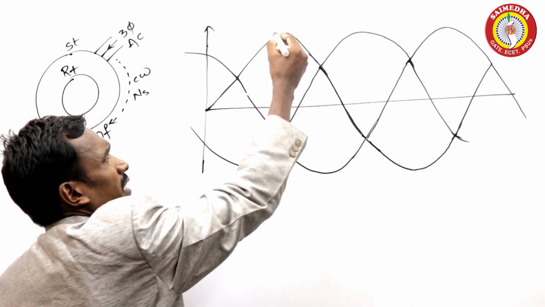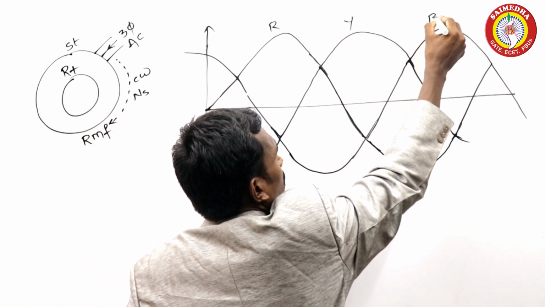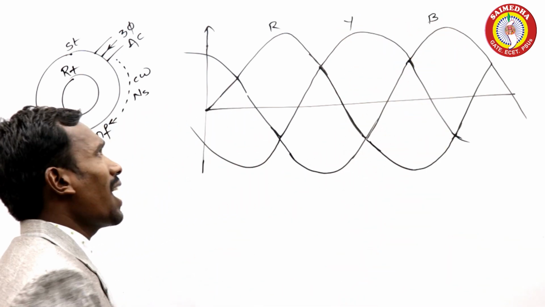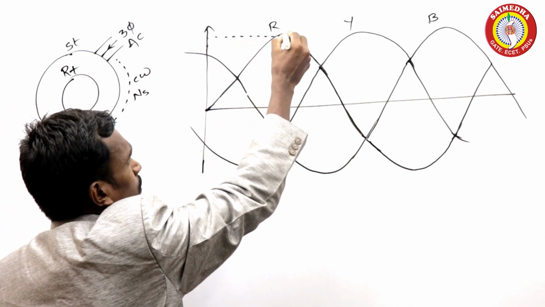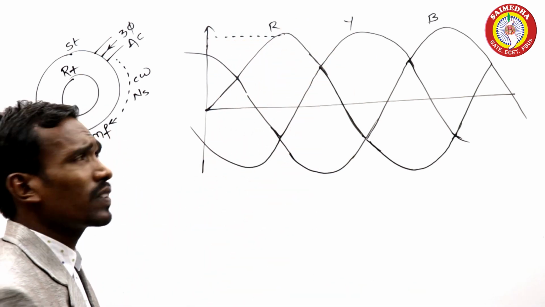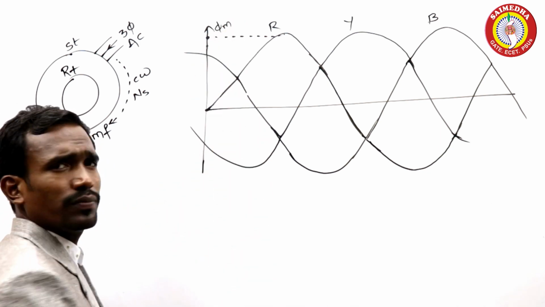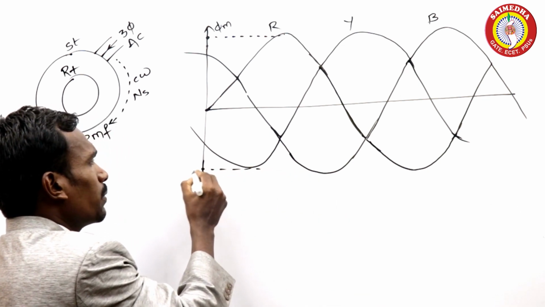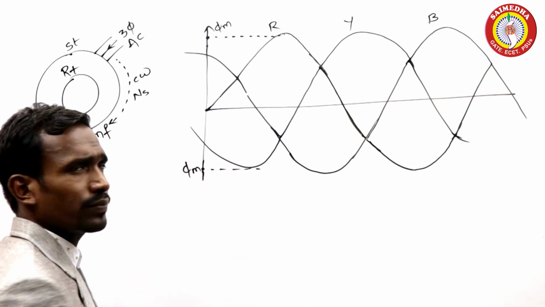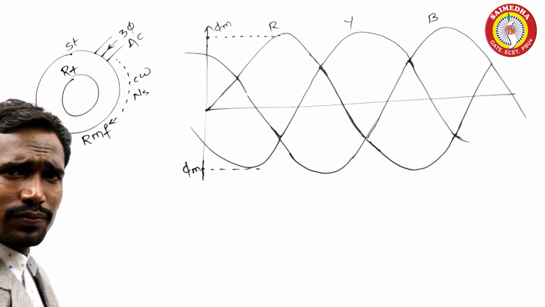Let's take, for example, this is R phase and Y phase and B phase. I've taken three phases, and this is the maximum value for each phase. Maximum flux, nothing but phi m. And here also this is the maximum value, phi m.